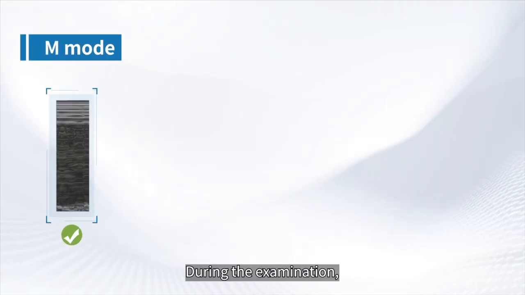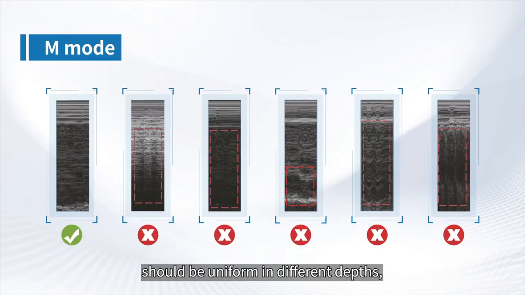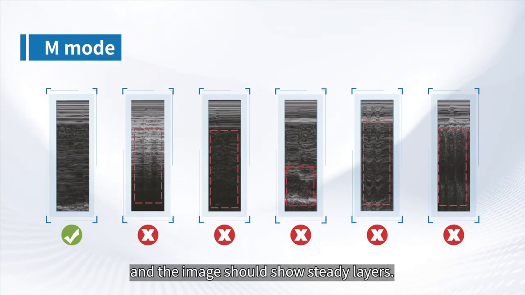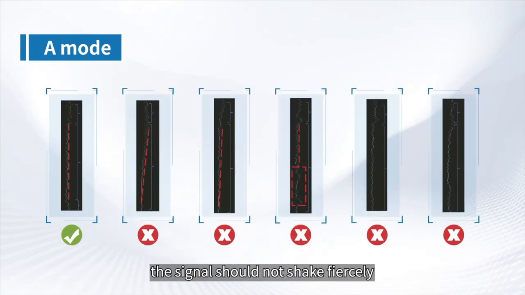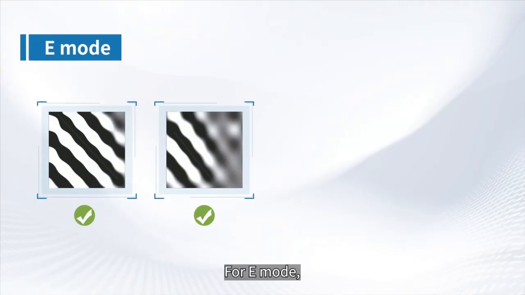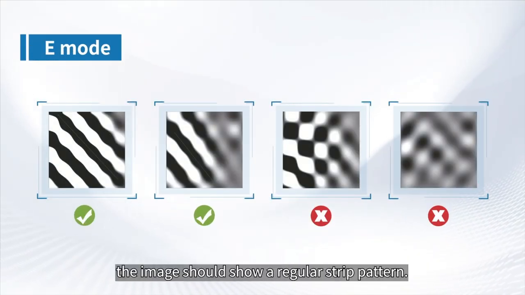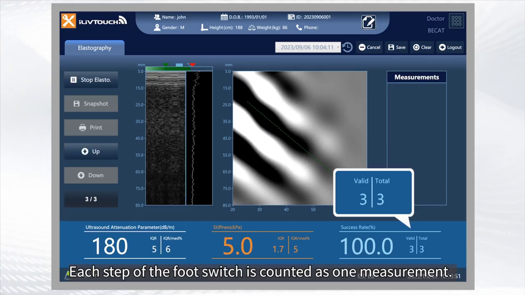During the examination, the image brightness of M mode should be uniform in different depths, and the image should show steady layers. For A mode, the signal should not shake fiercely and rapidly in different depths. For E mode, the image should show a regular strip pattern. Each step of the foot switch is counted as one measurement.